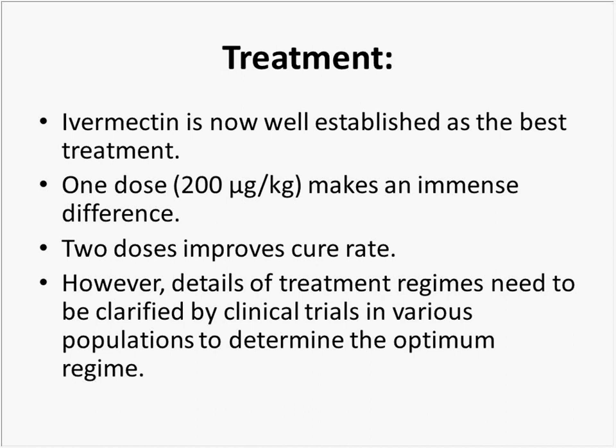The treatment is ivermectin, and the standard dose rate is 200 micrograms per kilogram. Even one dose by itself will cure probably about 70% of cases. If you give 2 doses, you bump the cure rate up to probably 95% or higher. There's no question ivermectin is the best treatment. There's a bit of evidence about the details of the treatment regimes, about how many doses you should use. That's where the disagreement comes in, but I'll talk a bit about that.